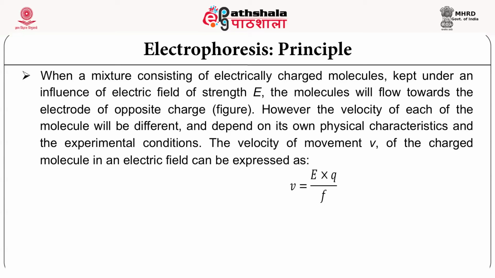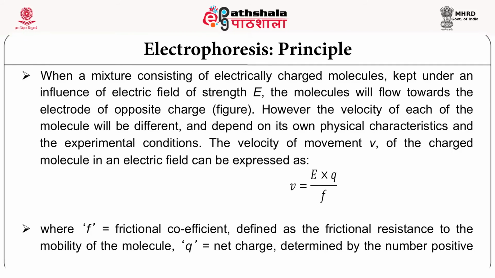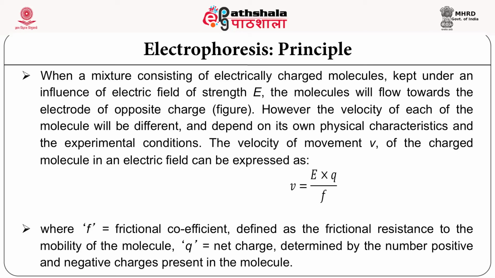The velocity of movement, that is v, of the charged molecules in an electric field can be very well expressed by the equation v = E × Q / F, where F is the frictional coefficient, defined as the frictional resistance to the mobility of the molecule, and Q is the net charge determined by the number of positive and negative charges present in the molecule.